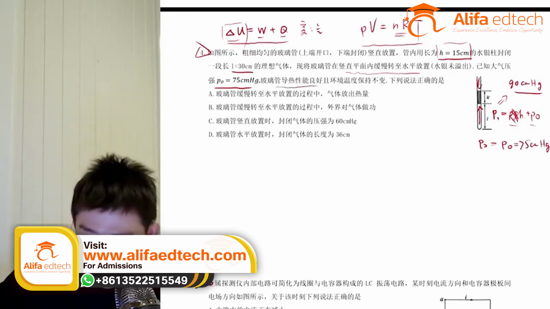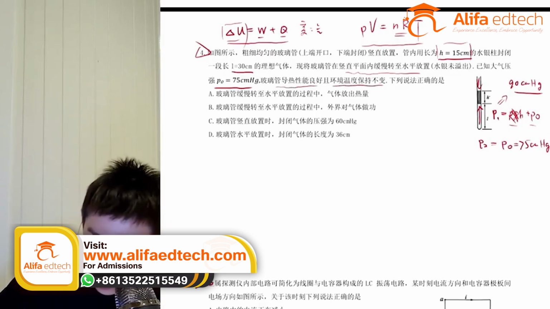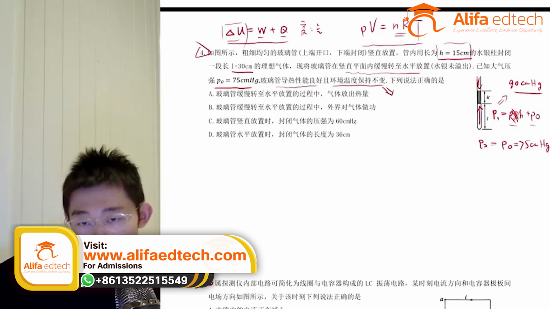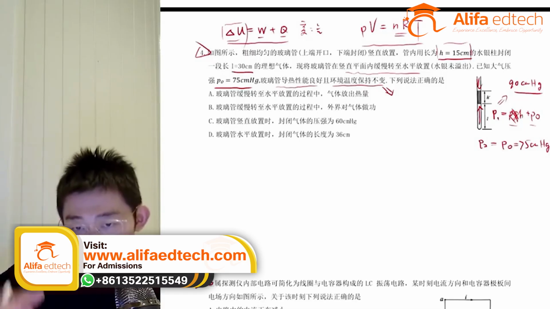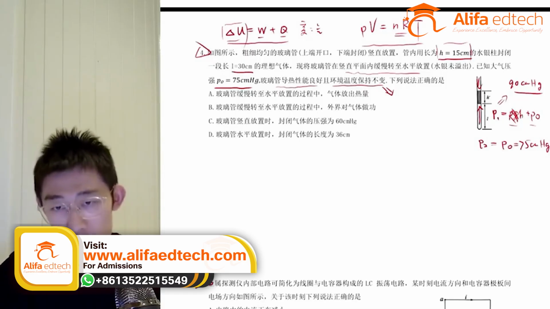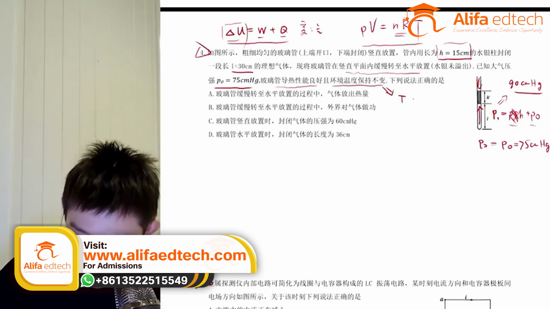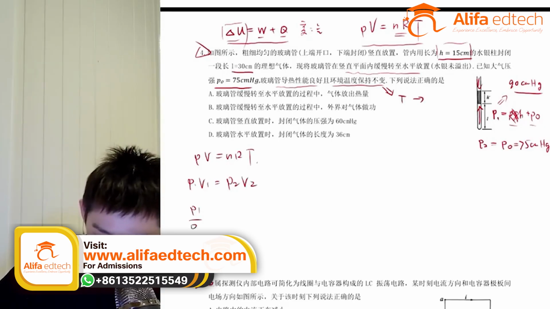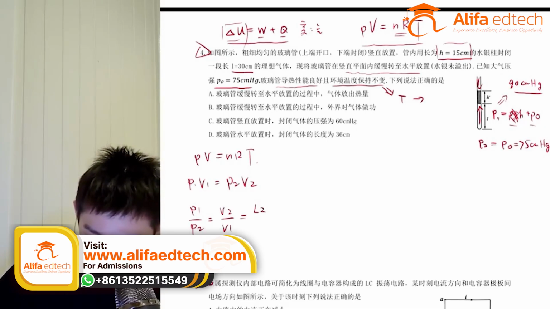The tube's good thermal conductivity allows heat to exchange freely with the environment, meaning the internal temperature stays constant and consistent with the outside at all times. So the external temperature must remain unchanged, which means the temperature of the gas inside will always be a constant value, so T doesn't change. Therefore, in this problem, P1V1 equals P2V2. Thus, the ratio of P1 to P2 should be equal to the ratio of V2 to V1. It will also be equal to the ratio of L2 to L1.